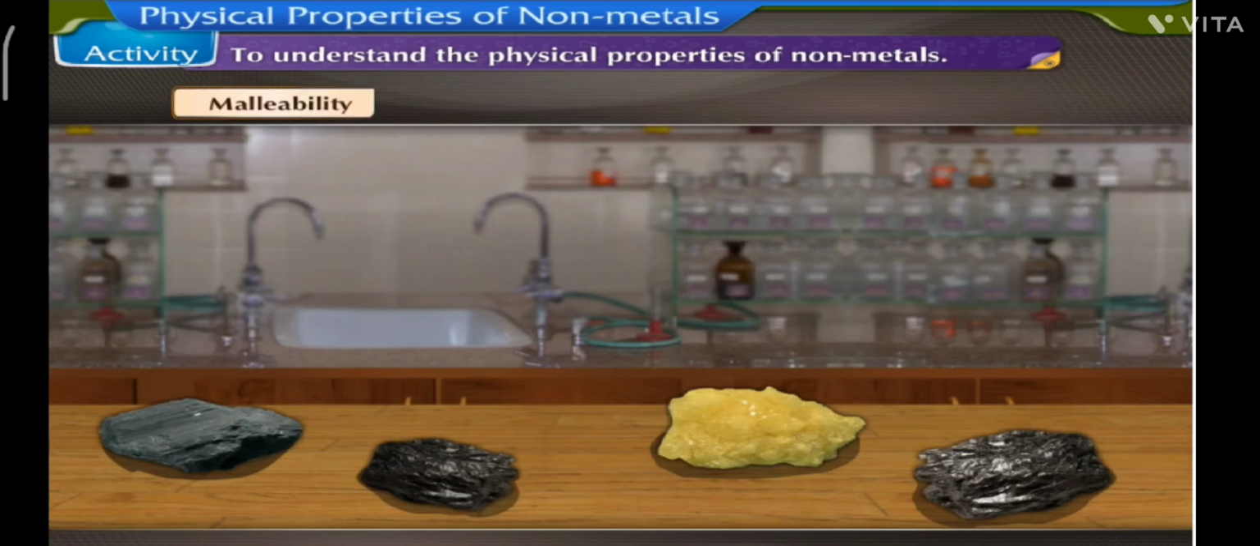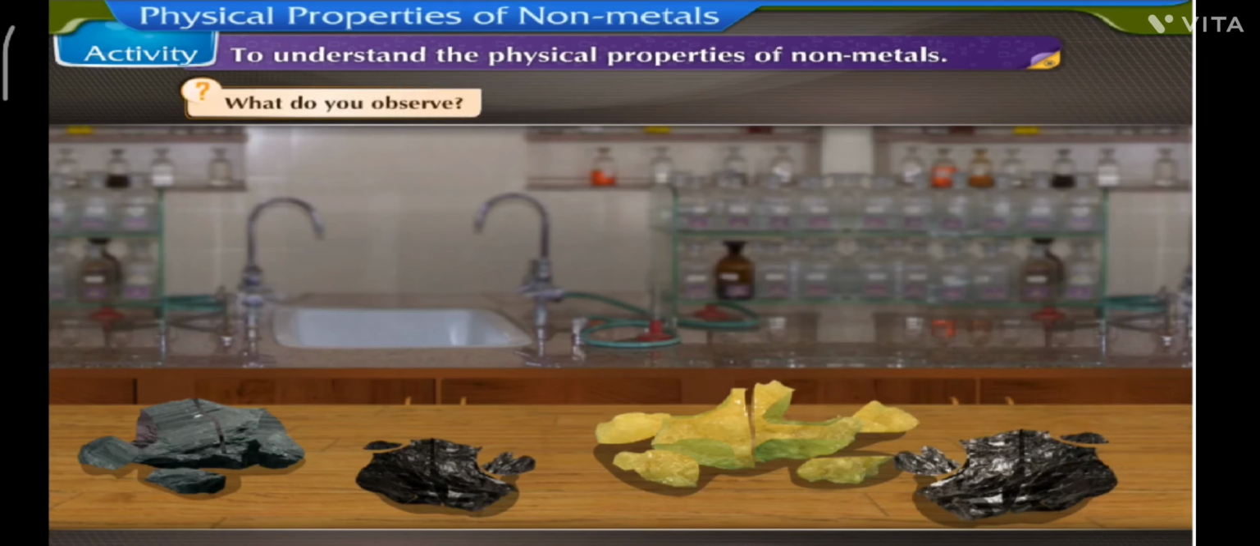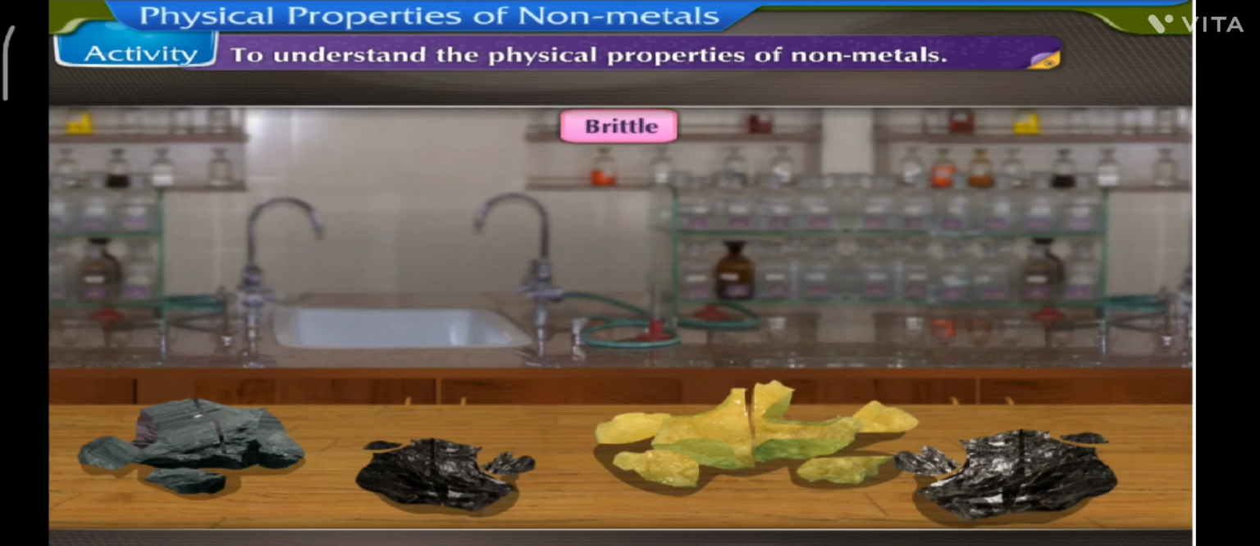Next property is the malleability, ductility, and hardness. Hammer the pieces of coal, graphite, sulfur, and iodine. What do you observe? All these samples break easily when hammered. They are brittle.